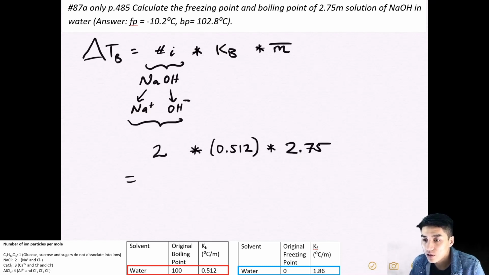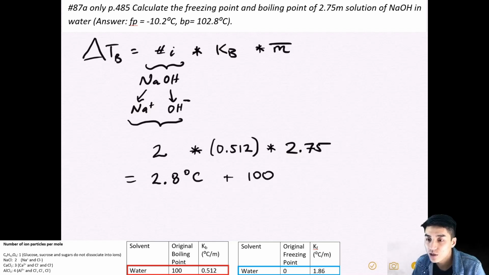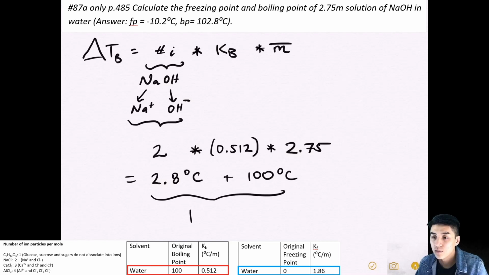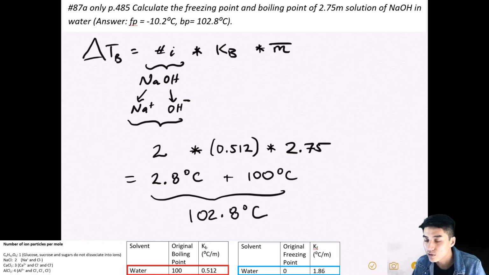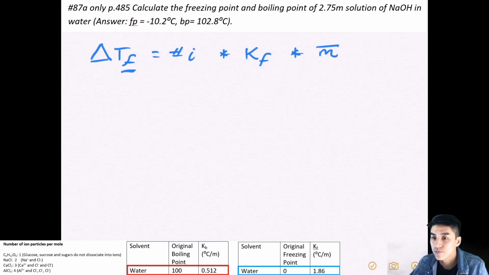Okay, so we're going to put this all in the calculator. Let's see what we get. And we're going to get 2.8 degrees Celsius. And we're going to add this number to 100. So the boiling point changed by 2.8. It's going to go above 100 because it's boiling point elevation. So the new boiling point of our solution is 102.8 degrees Celsius.